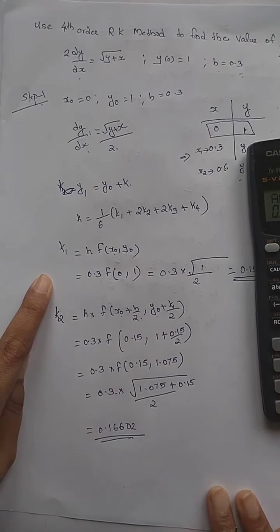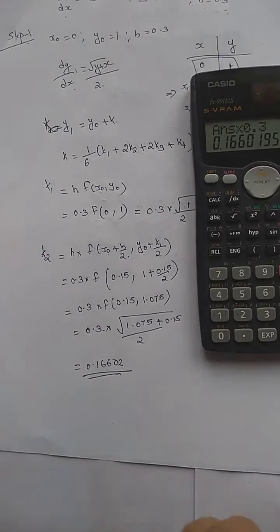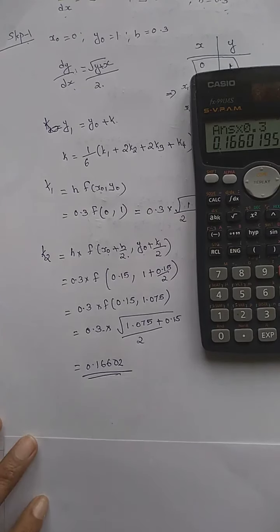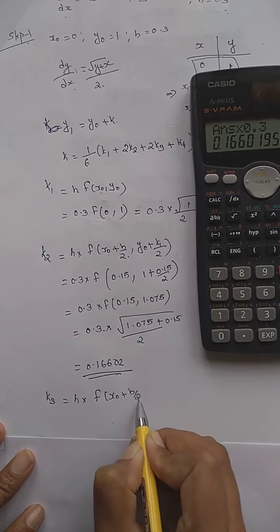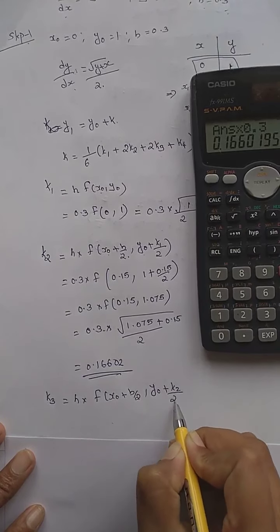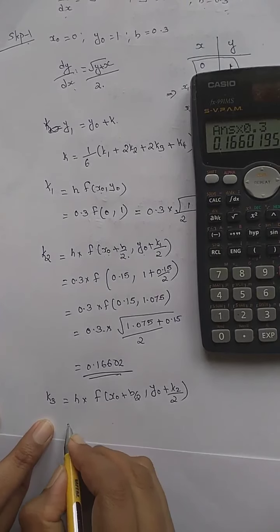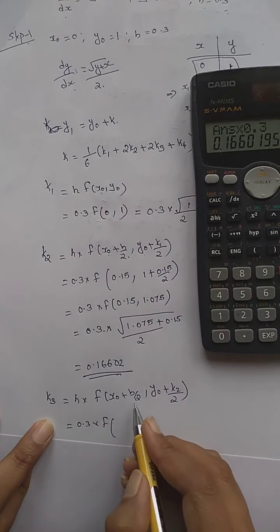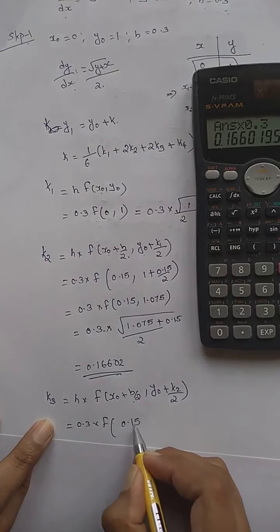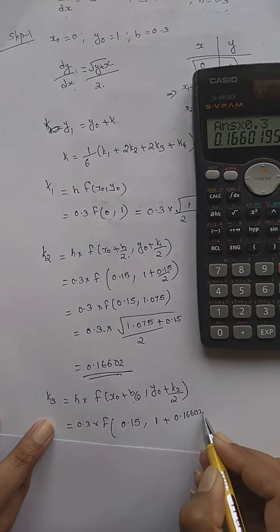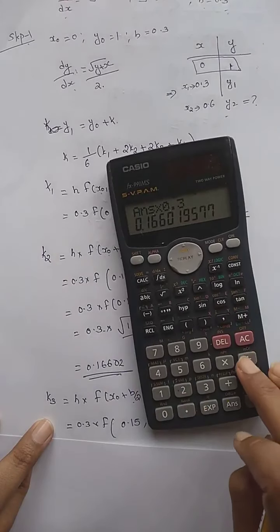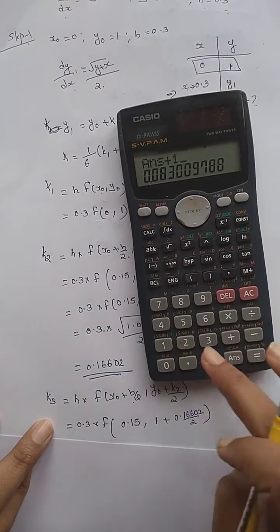Okay. So now we have found out the K1 value and K2 value. Then what is the next step? For the next step, we have to find out the K3 value, isn't it? So what is K3? K3 value is equal to h into f of x0 plus h by 2 and y0 plus k2 by 2. This is our equation. So that is equal to 0.3 into f of x0 plus h by 2 is same here, that is 0.15 comma y0 is 1 plus what is k2? 0.1602 by 2. So 0.160 divided by 2 plus 1. What is the value?